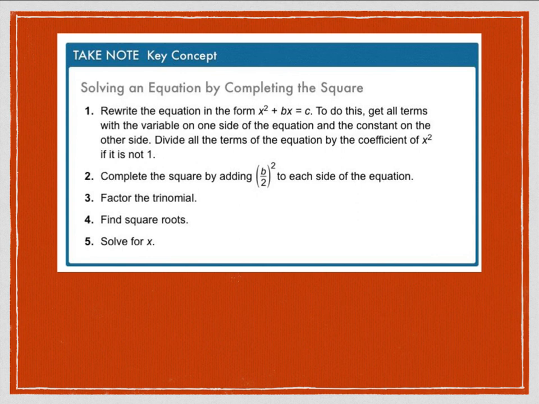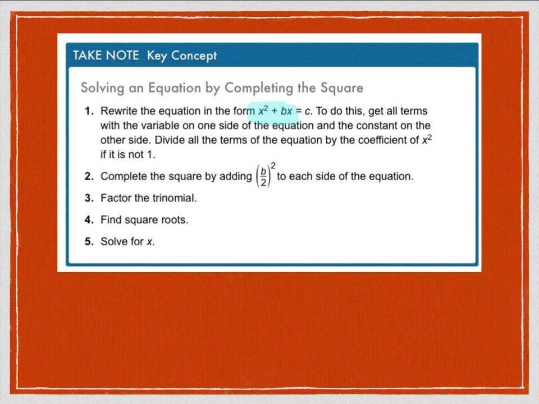Okay, so now we're actually going to be solving equations by completing the square. A couple important things. First thing we need to do is put it in this order. We need the x squared and the x term all by itself on the left side, and then the number on the right side. So the only thing on the left side of our equation are the x terms.